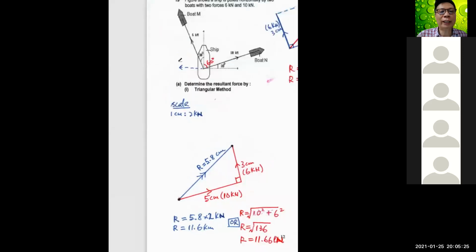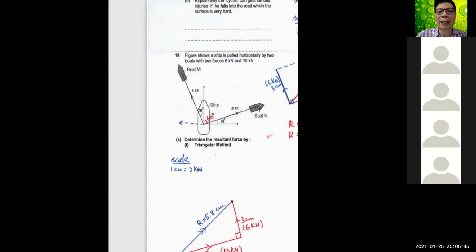Two forces pulling the boat. First, using the triangle method, you join this force, put it here, continuously, right? Like that, then join up. You find this value, this is the resultant force. This one is using the triangle method, which we learned last week.